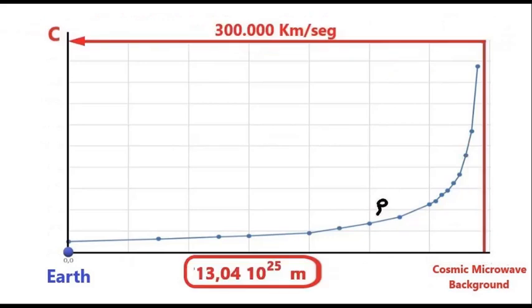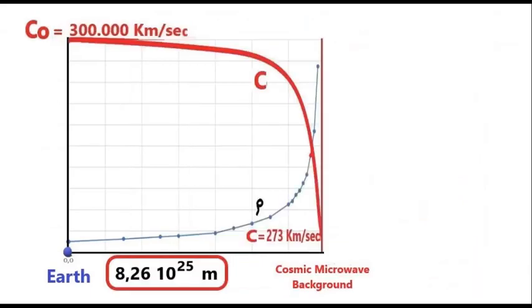But so far, we have considered that the cosmic microwave background photons have always traveled at 300,000 kilometers per second, since the first second. That is why we say that the radius of our observable universe is 13.8 billion light-years, or 13.04 by 10 to 25 meters. But in a first rough calculation, with the Shapiro effect of speeds of light, the distance traveled by photons from the cosmic microwave background is only 8.26 times 10 to 25 meters.